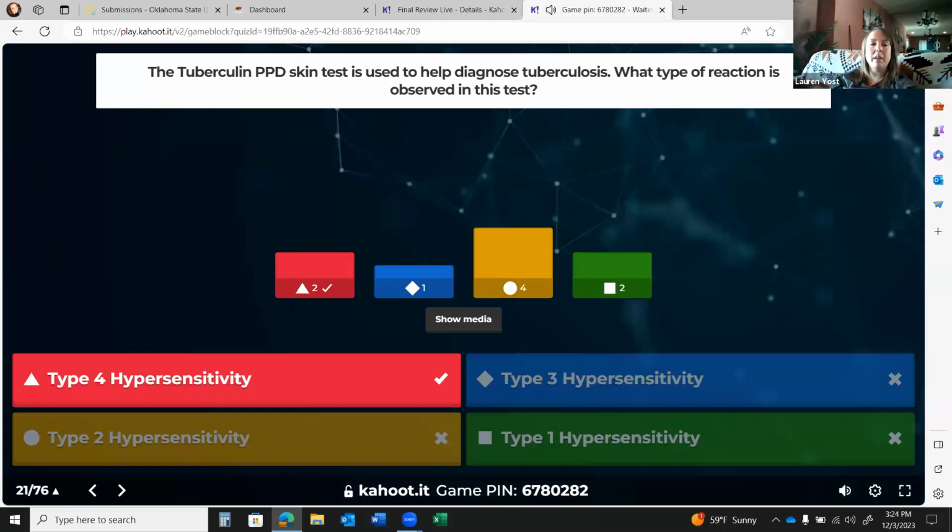Okay, so the PPD skin test is type 4 hypersensitivity. Type 4 hypersensitivity has to deal with the CD8 and mostly just, let's say, the T cell response essentially. So they consider it to be cell mediated immunity.